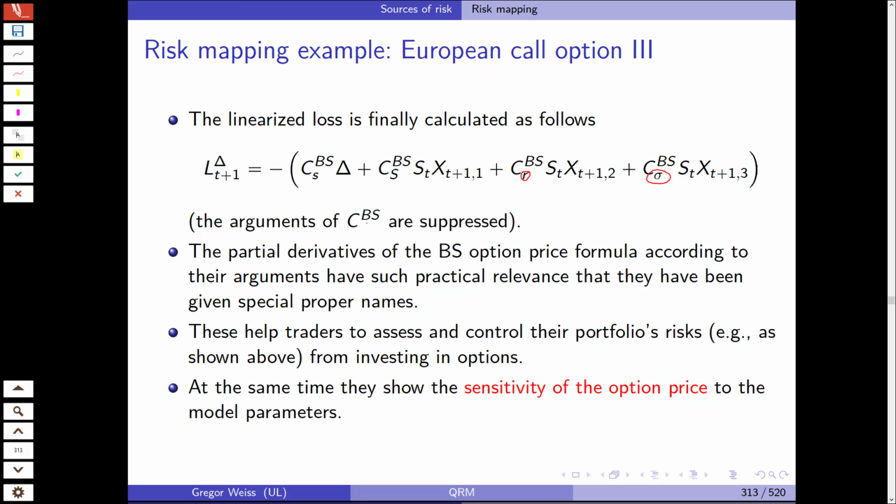But as you can see, if we linearize this pricing formula, you can see that the risk mapping and the financial losses from such an option investment depend on the partial derivative of the Black-Scholes option price formula according to their arguments. Time, risk-free rate, underlying price, volatility. This is no surprise. And actually, these partial derivatives have a special name.